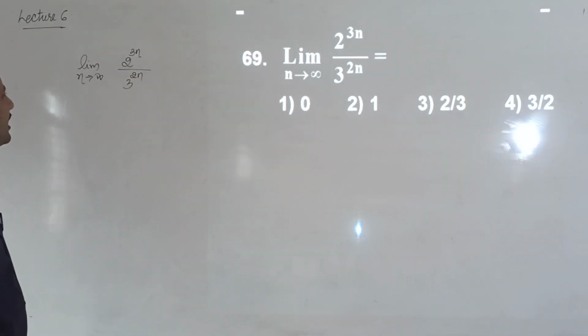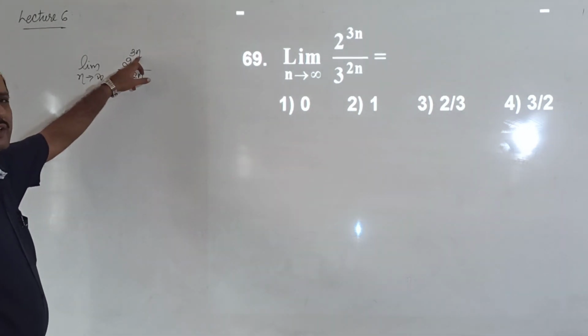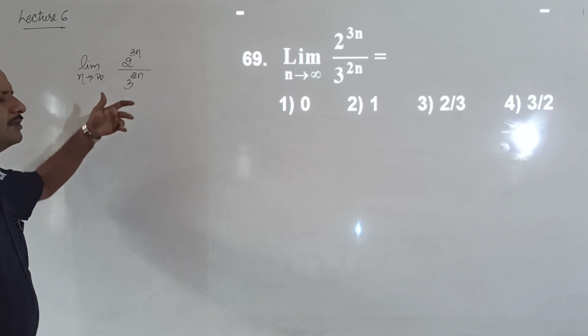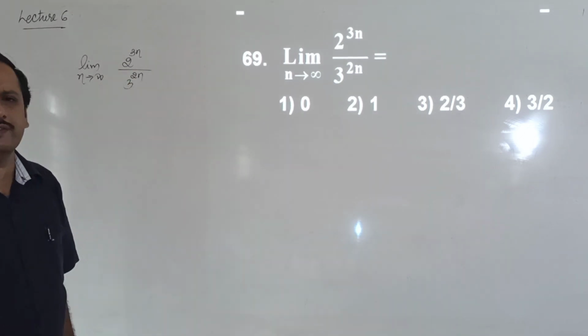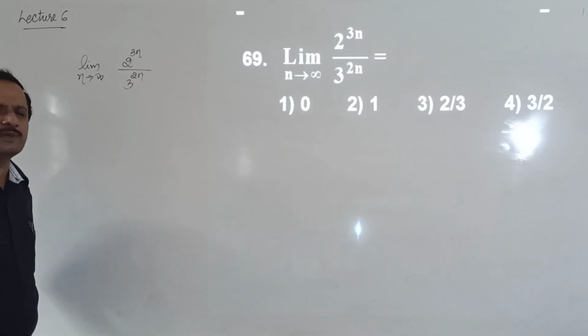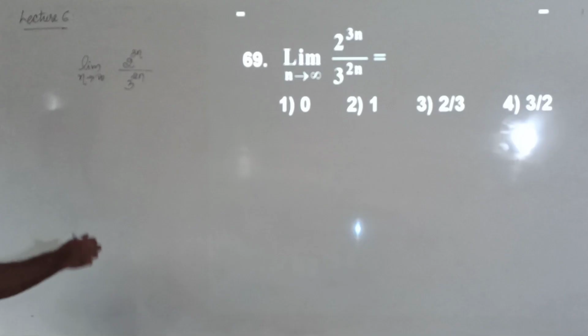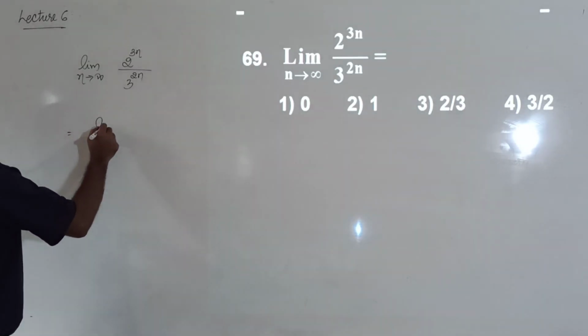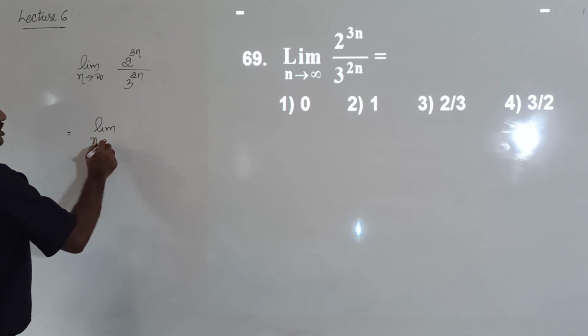If I directly apply the limit, we are getting 2 power infinity, that is infinity, divided by 3 power infinity, that is also infinity. Infinity by infinity is an indeterminate form. So if you want, you can use L'Hospital's rule, or else we can directly solve this. So that I will explain.